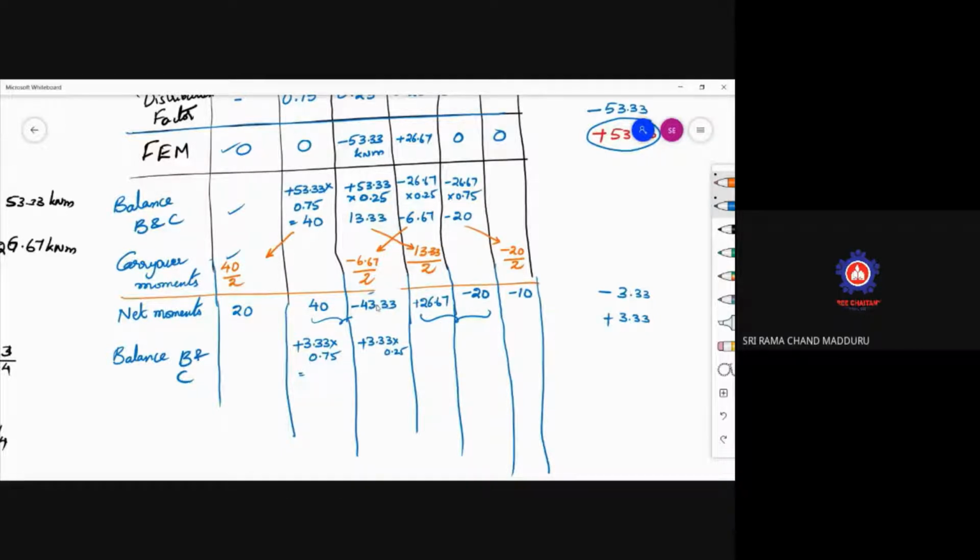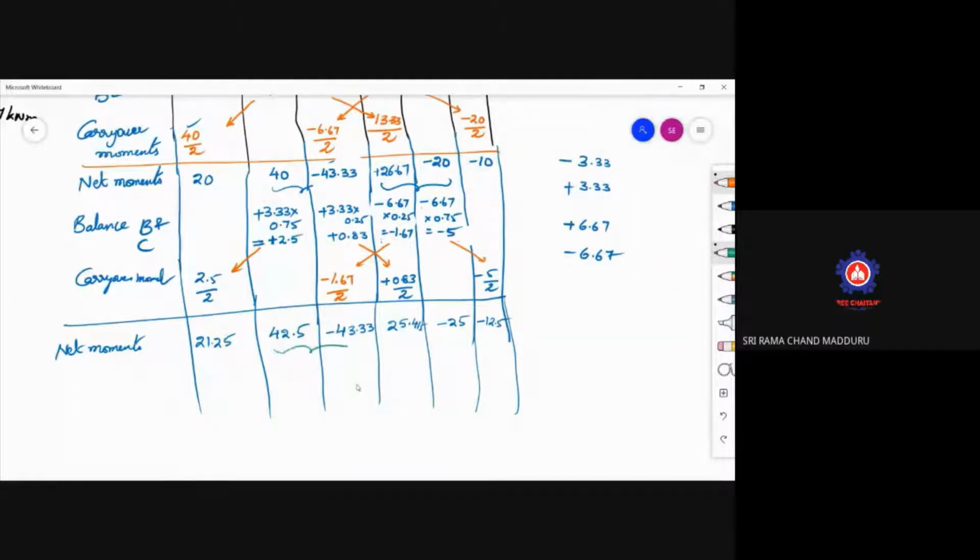What is the value? Once again, check this one: the joint conditions, whether they have been satisfied or not. At a particular joint B, the values are BA, BC, CB, CD. The summation of the moments at a particular joint should be equal to 0. 25.415 minus 25 should be equal to 0. But here the difference is there. That's why once again you have to balance it.